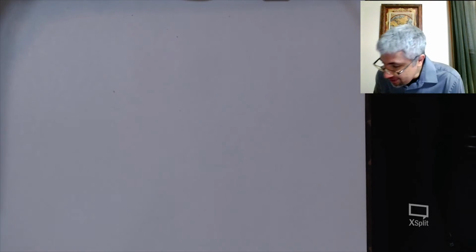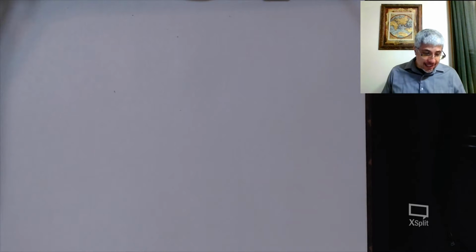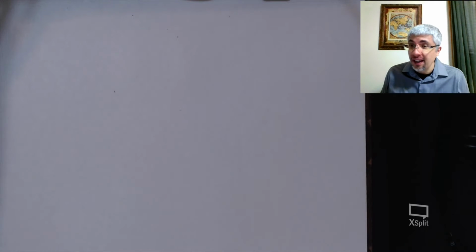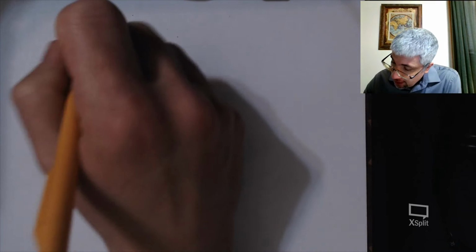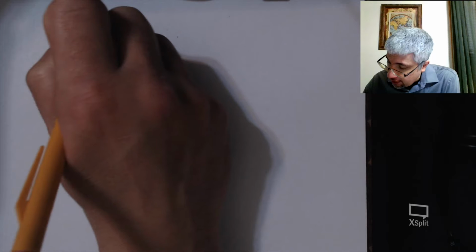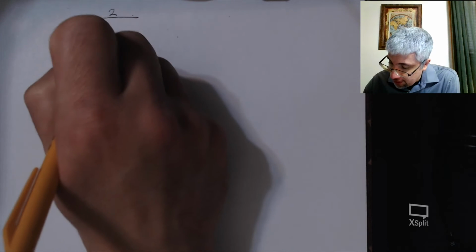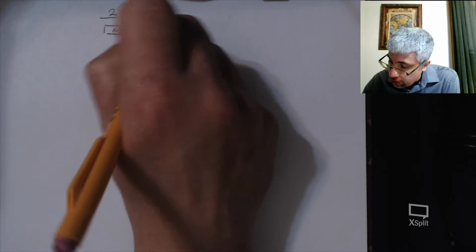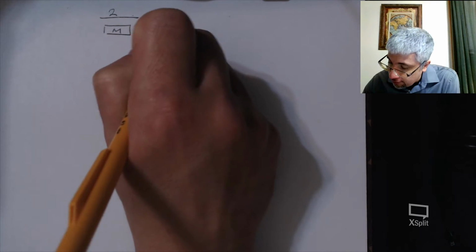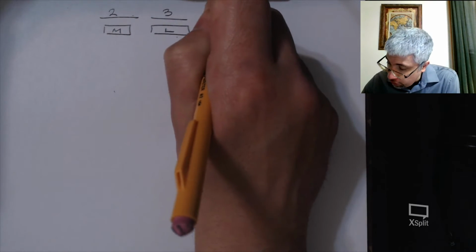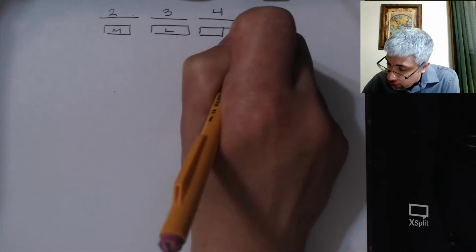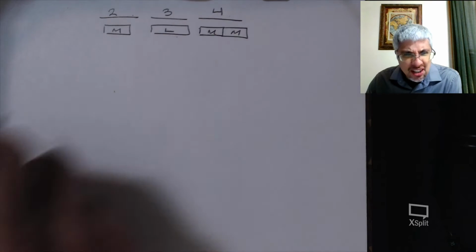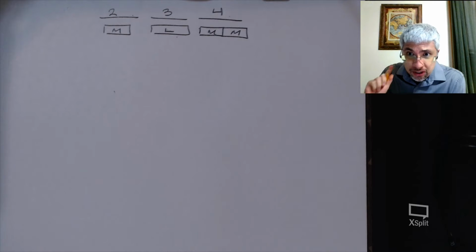Hello students. So what happens if we try the same thing with notes, but notes either have to last for 2 or 3 beats? So for example, if I have, let's say, 2 total beats, I could just have a medium. With 3 beats, I could have a long. With 4 beats, I could have 2 mediums. Say a medium is a 2-beat note and a long is a 3-beat note.